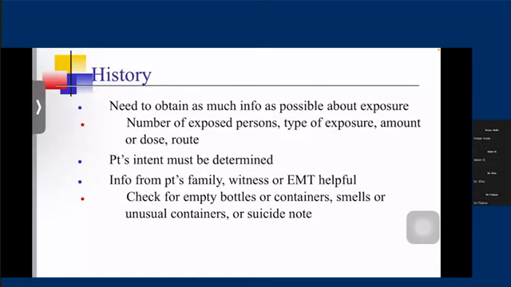And if it is difficult to get the history from the patient himself, we need to proceed to collateral history. We can try to get history from the family, from any witness, or from EMS. We can check for empty bottles and containers, even check for the smell of the patient, and unusual containers found close to the patient. And if possible, look for a suicide note, as some patients write a note before committing suicide. So we have to look for it.